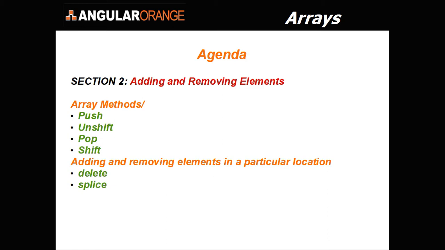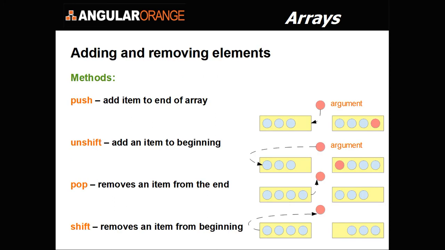And then we're going to talk about adding and removing elements in a particular location. We're going to talk about delete, where you can delete an indexed item out of the array, and splice, which could actually remove and add elements in a particular range within the array.